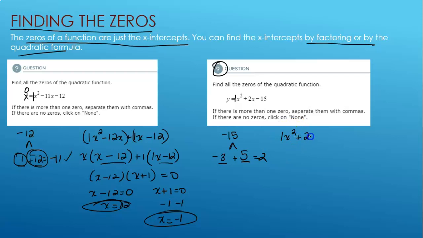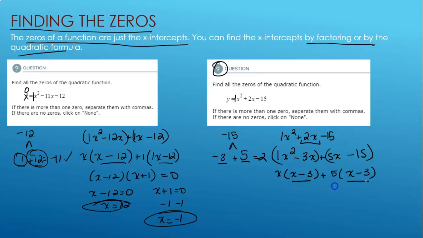1x squared plus 15. I'm replacing b with the negative 3x and the 5x. So it's 1x squared minus 3x plus 5x minus 15. I'm going to factor the first group and factor the second group. The GCF of the first group is x. That leaves me with x minus 3. The GCF of the second group is 5. That leaves me with x minus 3. These match as they should, so that becomes x minus 3 times x plus 5.